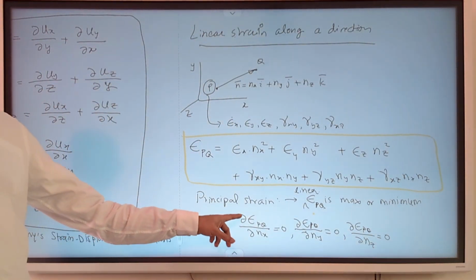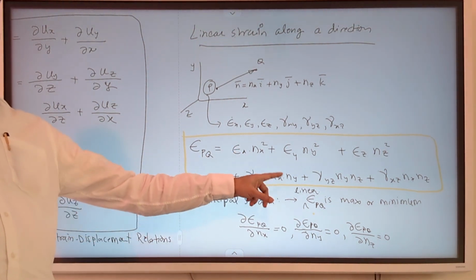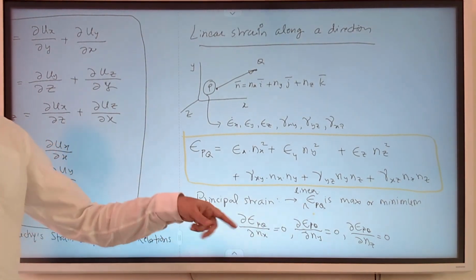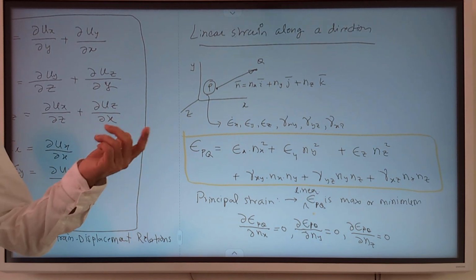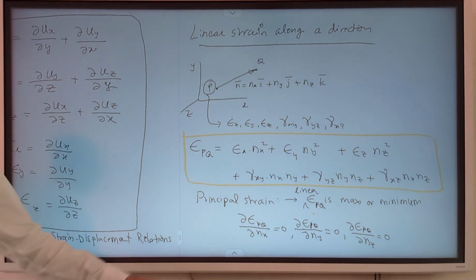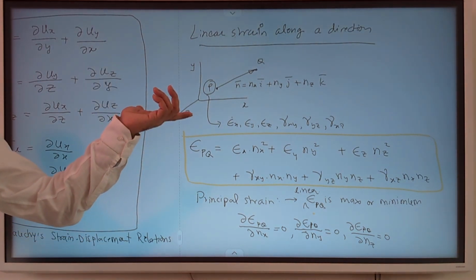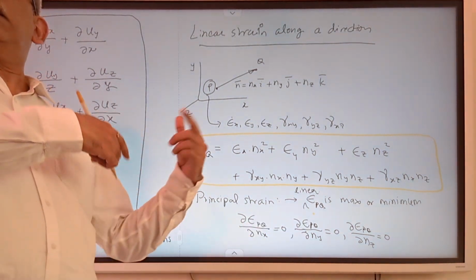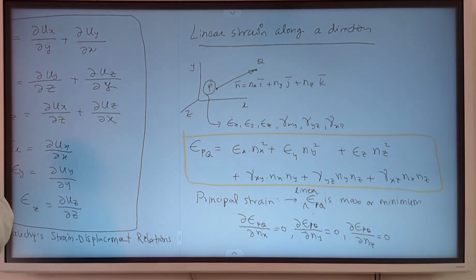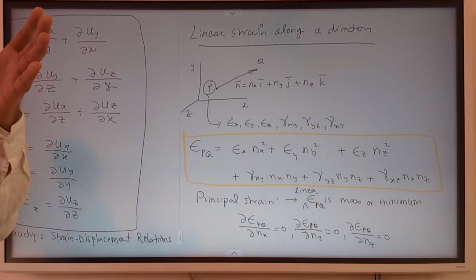So if you partially differentiate this expression with respect to nx, ny, nz, you will get 3 equations. And then the last equation is the property of direction cosine, nx square plus ny square plus nz square equal to 1. So using these equations, you can find out the values of principal strains. Interestingly, the final expression we get is very similar. Note that it is not exactly the same, but it is very similar to that of the principal stress equation.